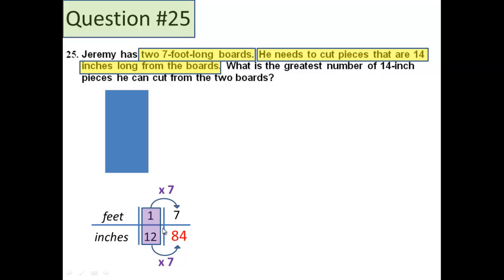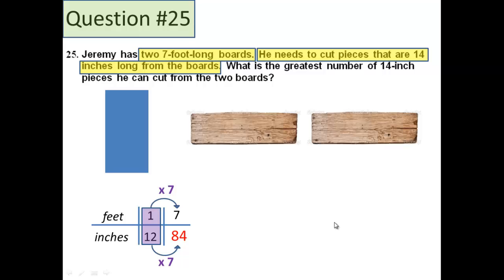That's how many inches are in 7 feet. And this dude, Jeremy, has 2 7-foot-long boards. There's 1, there's 2. I hope that helps you visualize a little more. But that means each board is 7 feet long, which means each board is 84 inches long, because that's what we just solved for. So there's one board, 84 inches. The other one's 84 inches. And they want to know how many 14-inch pieces he can cut from both boards. So let's add both of those boards together, 84 and 84. As you can probably guess, that makes 168.